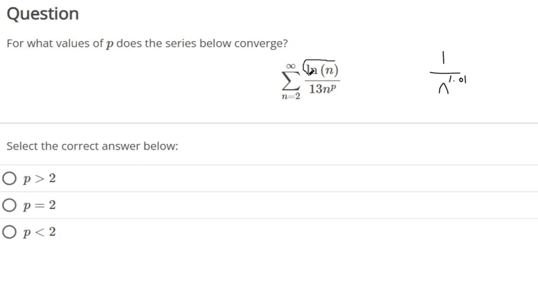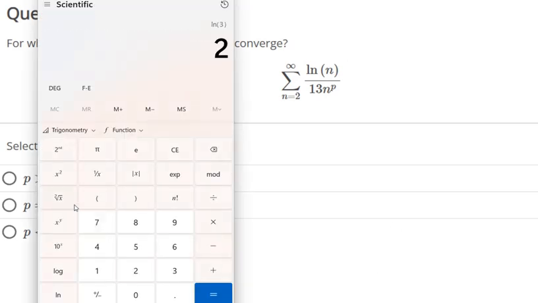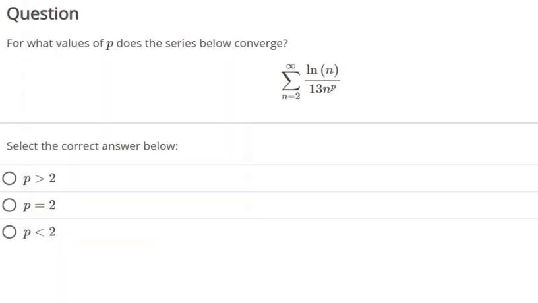So the pesky thing is this natural log n in the numerator. If you try out some numbers, natural log 2 is 0.693, blah, blah, blah. Natural log 3, natural log 4. So the numerator, it always takes whatever n is and it shrinks it because it's a logarithm.